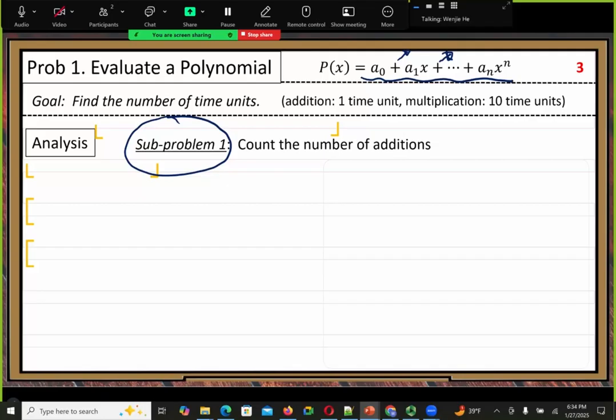The number of additions equals the number of plus signs. That's obvious, right? Because a plus sign means one addition. The question is, how do you keep track of the plus signs? Because when we count the number of plus signs, at least we need to keep track of the data, right? So my next question: is there a convenient way to help us keep track of the plus signs?